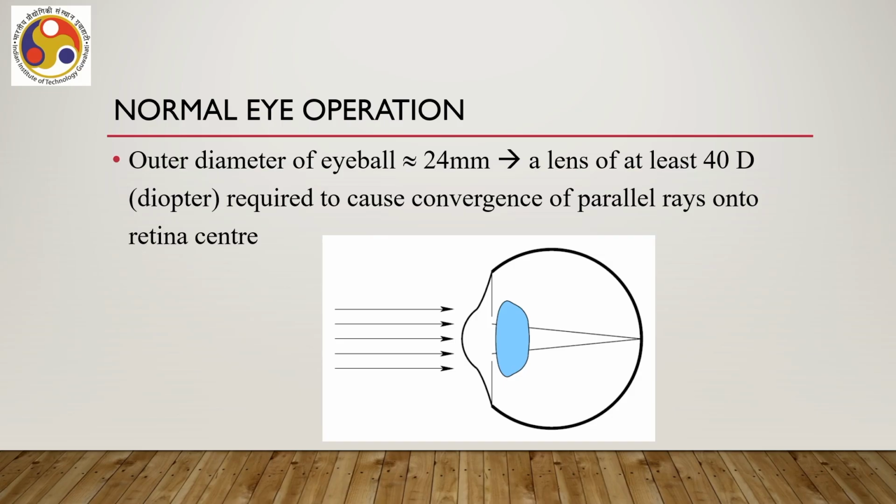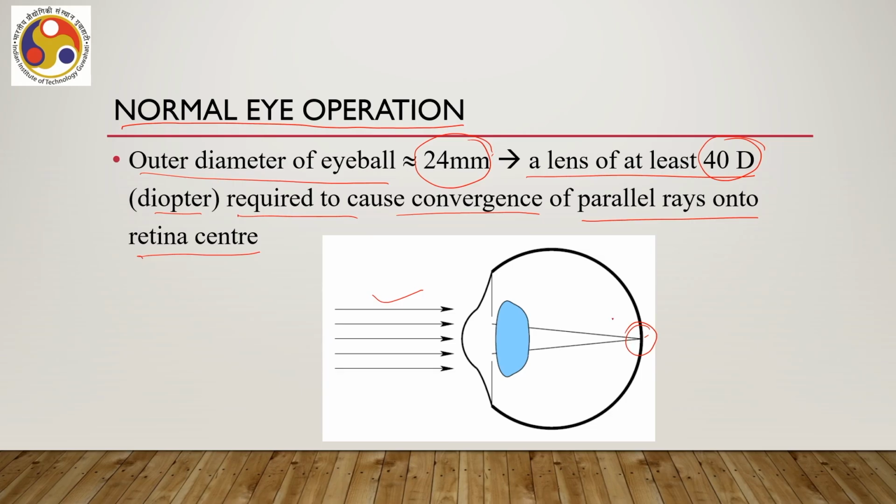So, if we try to understand the normal eye operation, let us see what happens. The outer diameter of the eyeball is approximately 24 millimeter, which implies that a lens of at least 40 diopter (40D) is required to cause convergence of parallel rays onto the retina center. So, light is coming in this way, and to converge it to the retina center, that is the focal point, we can roughly call it the focal point, we require a lens of at least 40 diopter if we are thinking of a single lens.